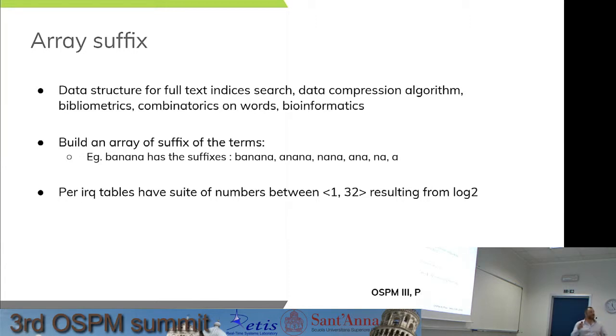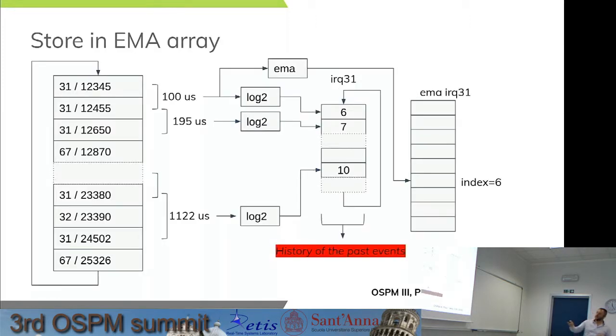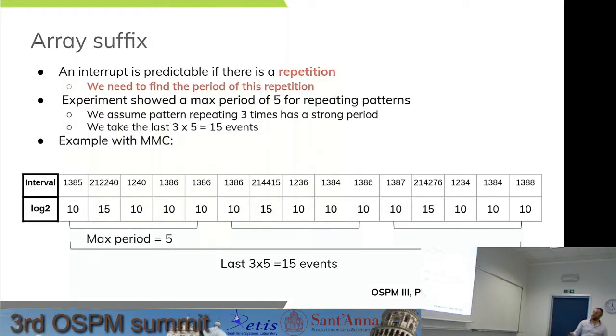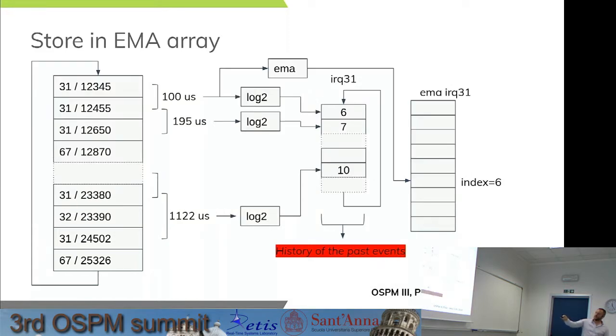Then we introduce another structure, which is the suffix array. This data type is used for compression, analysis of text, and finding patterns. Because we now have a table containing a sequence of numbers between 0 and 32, we will use this table to build the suffix array. So here we have the history of past events.